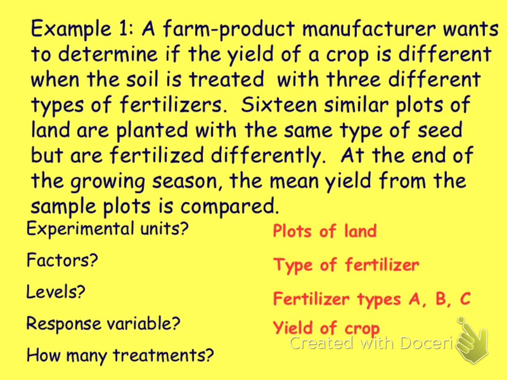So there are 2 treatments on yours, and there's 3 on this example. The response variable would be the yield of the crop, because that's what I'm going to measure at the end. And then how many treatments? There will be 3. A lot of times the question will ask you how many treatments or how many treatment groups. You take factors times the number of levels.